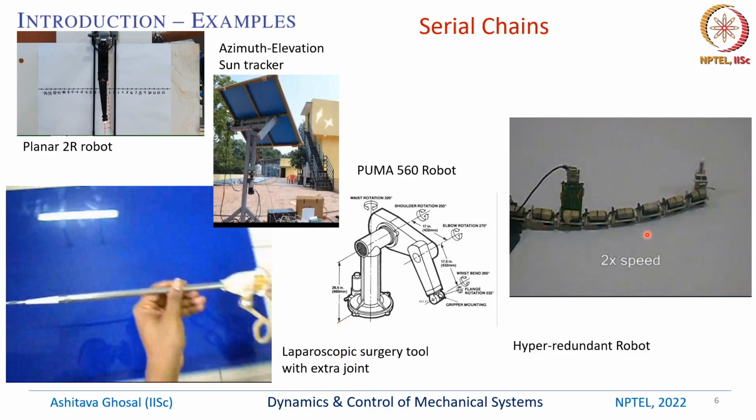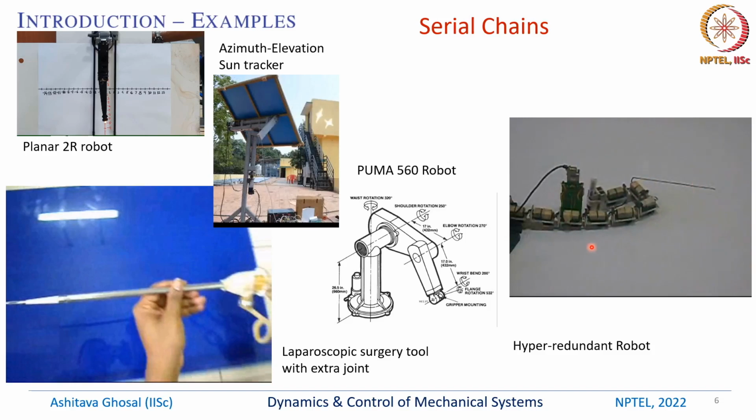This is another very nice example of a serial chain. This is a hyper redundant robot. Some of you would have seen a robot. A robot has some number of degrees of freedom, typically 6. If you have more than 6 degrees of freedom in 3D space, or more than 3 degrees of freedom in a plane, these are called hyper redundant robots. Basically, this robot can reach a point in 3D space or in a plane in infinitely many ways.